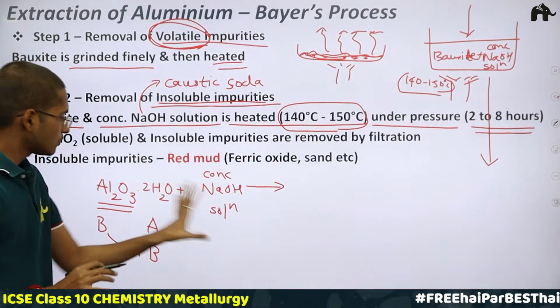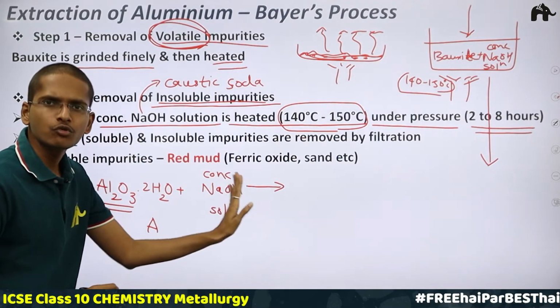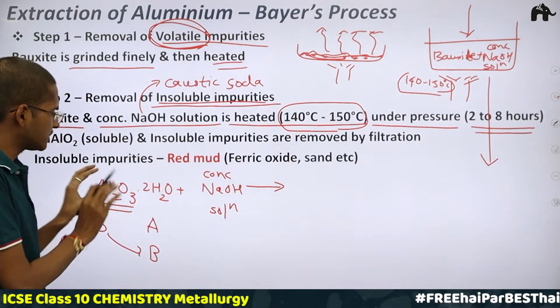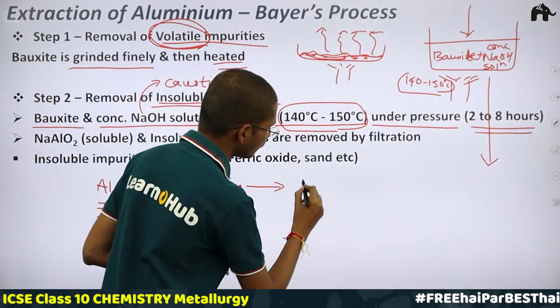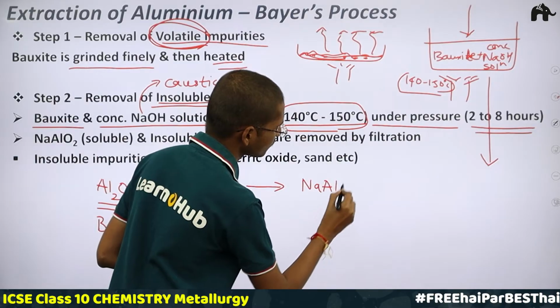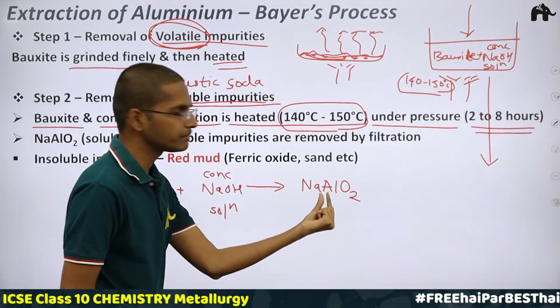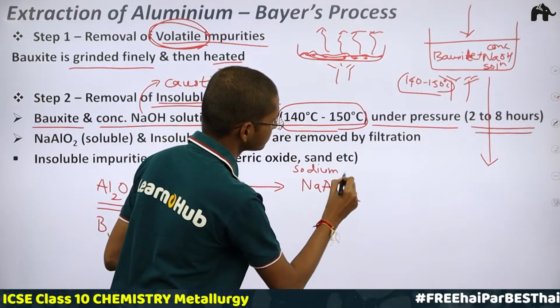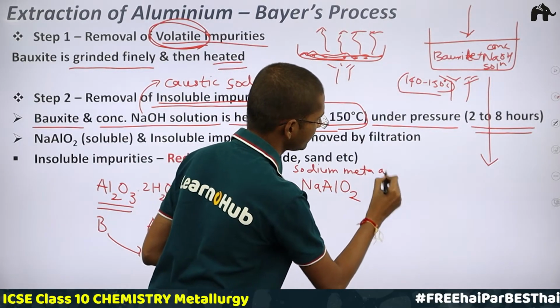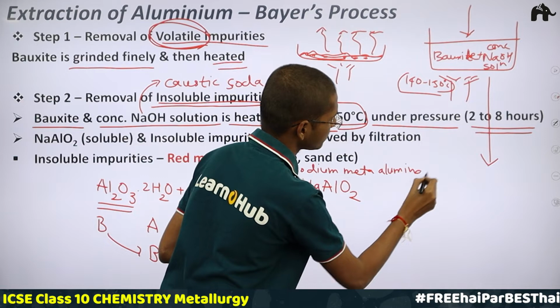So our alumina reacts with NaOH and forms salt and water. Now which salt does it form? This is the salt, and we have already studied this: sodium metaaluminate. Its name is sodium metaaluminate, and water is formed.